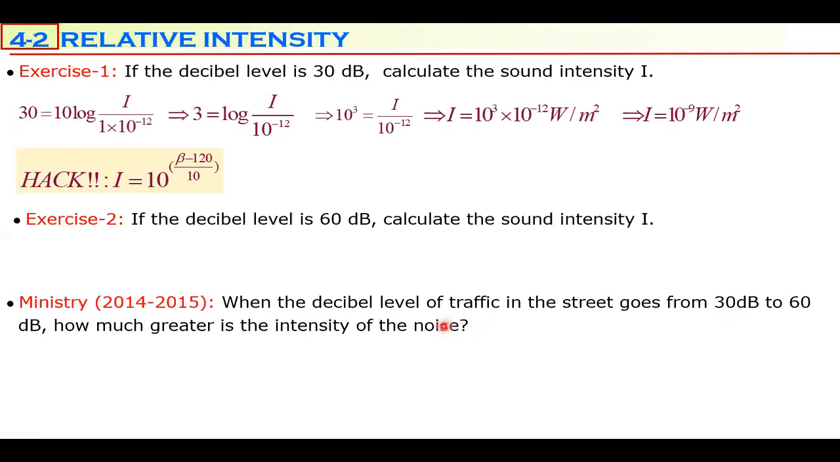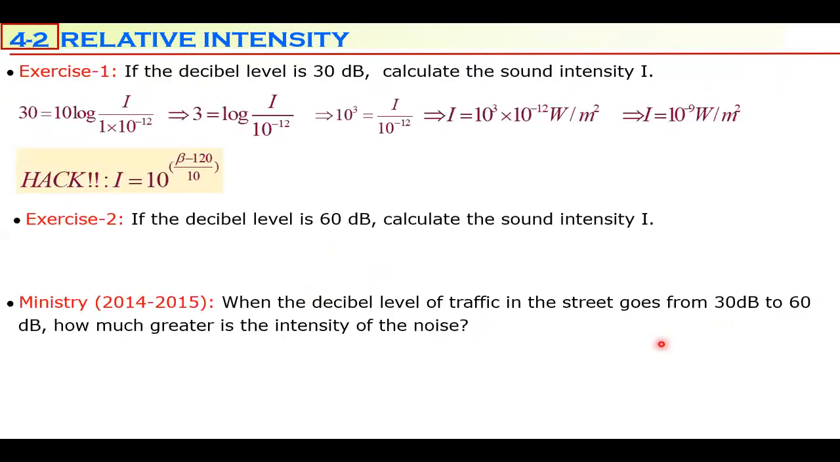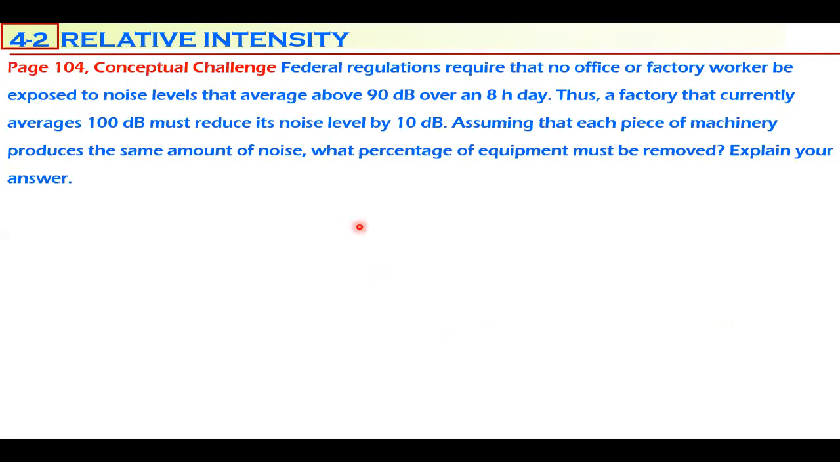Check your material, you are going to see how we solved these questions. They are not so hard. And the conceptual challenge question will also be solved in the same way. If you have difficulty today, maybe after the test we are going to have a live Zoom meeting, so I can solve these questions and show you their solutions.